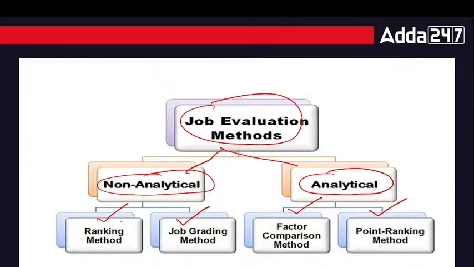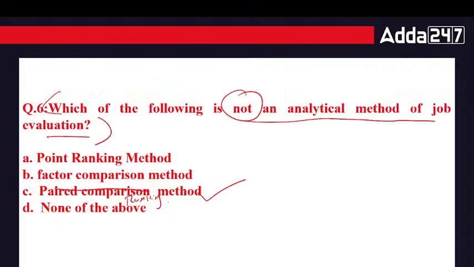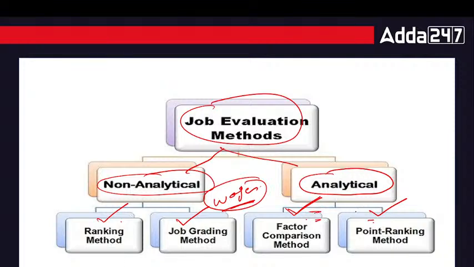Job grading method. Okay, what is a job grading method? Job grading method is where you have to select the job according to the wages. Factor comparison and point ranking. What is a factor comparison and point ranking? Factor comparison is when you have to compare the factors, and in point ranking we have to divide the factor into sub-factors. So here the answer is C, that is ranking. These two are the analytical methods and these two are the non-analytical methods.